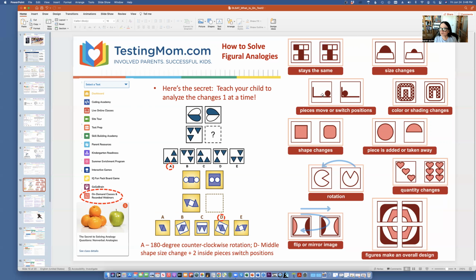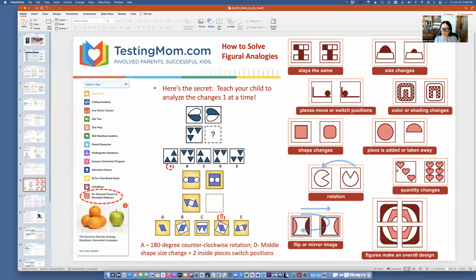The piece moves or changes position, as this one has done. Colors switch, which you see right here. Shapes change, like the square edges become rounded. A piece is taken away, or a piece could be added. So it could start like this and then look like this. There's a rotation. We saw that before. Quantity change. This went from 3 to 6. There could be a mirror image or a flip, and sometimes it's a horizontal and sometimes it's a vertical flip. It can go either way. And then 4 or more pieces can come together and make a particular shape.